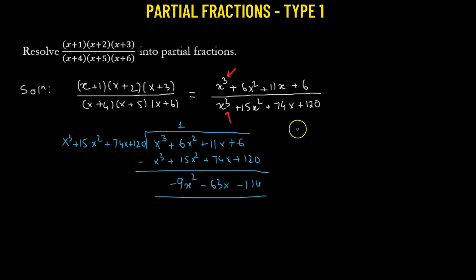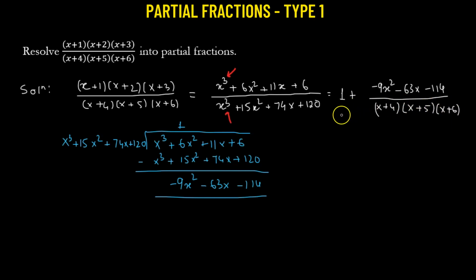The reason why we divided it is because now we can rewrite our given rational fraction as the quotient, which is 1, added to the remainder, that's (negative 9x squared minus 63x minus 114) divided by the denominator (x + 4)(x + 5)(x + 6). So we don't have to worry about the first term, that's 1. All we have to worry about is the second term only, because here clearly this is a proper rational fraction. The degree of the numerator is now less than the degree of the denominator. So let's try to convert the second term into partial fractions.